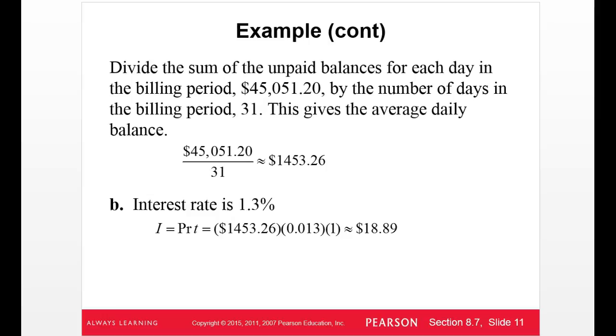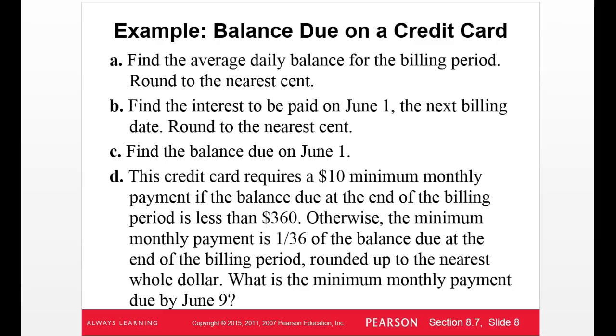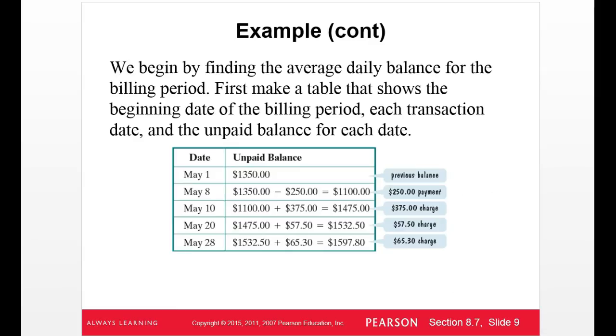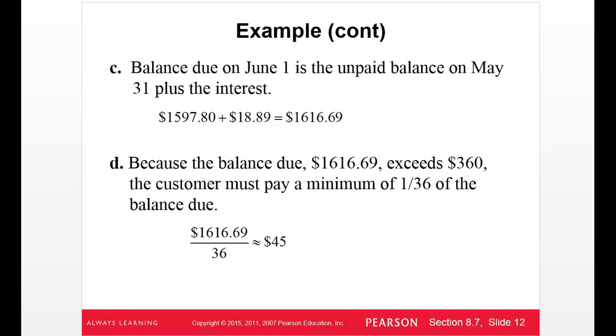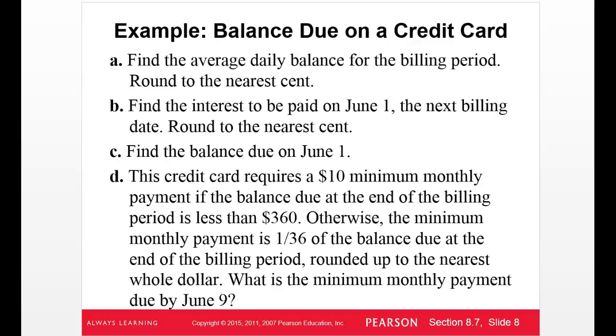So the part C asks, what's the balance on June 1st? Well, June 1st we're going to take that balance that we had at the very end of the month, the $1597.80, and then we're going to add to it our interest of $18.89. So the $1597 and the $18.89, that'd be roughly $1,617.